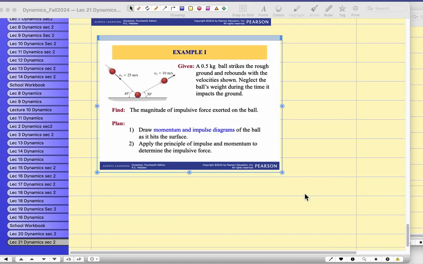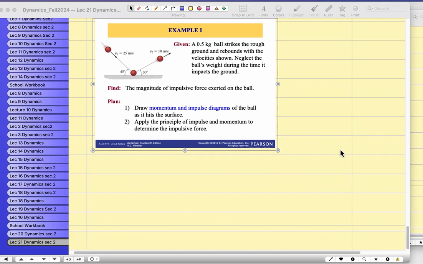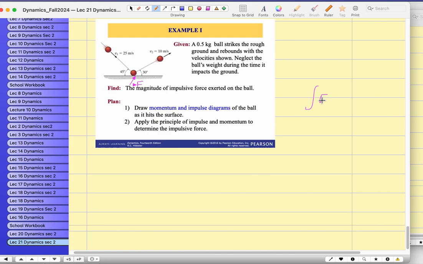A 0.5 kilogram ball strikes the rough ground surface and rebounds with the velocities shown. Neglect the ball's weight during the time of impact on the ground. So we have to neglect the weight of the ball, and you have to just draw a vector of a rebounding force.